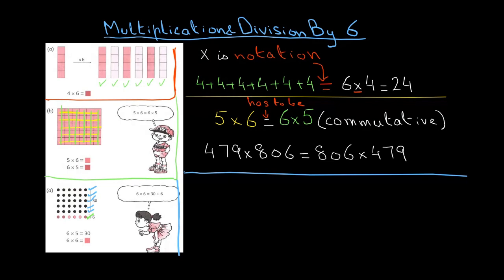Please note that if 5 sixes are equal to 30, then 6 sixes must be equal to 30 plus 6. You're just adding a 6, right? Because 5 sixes was already 30, and you just added a row of 6s, so it ought to be equal to 36. Now this may seem very simple, so let's move on to the next page.